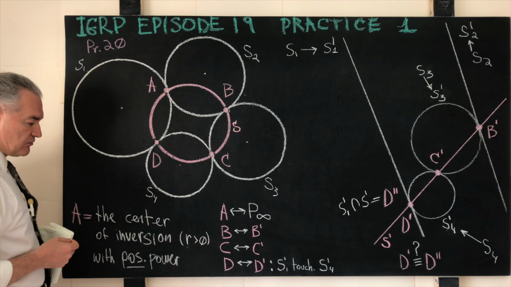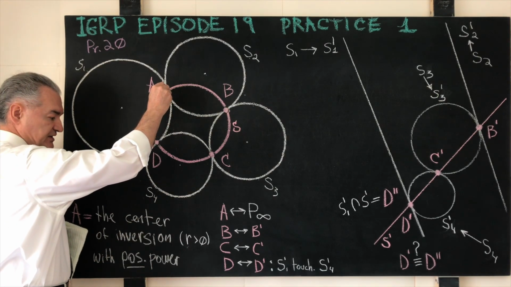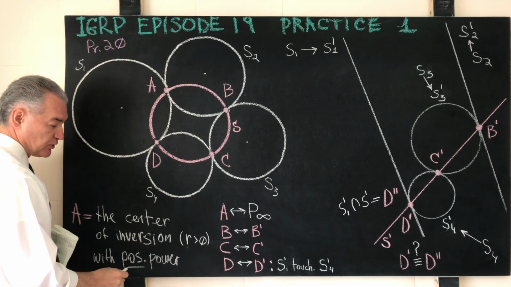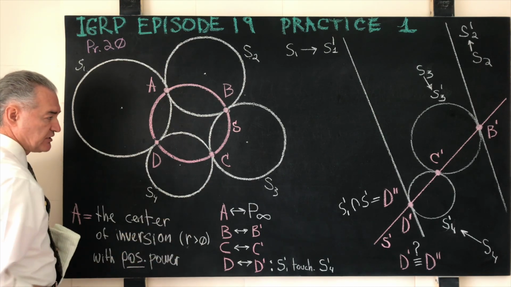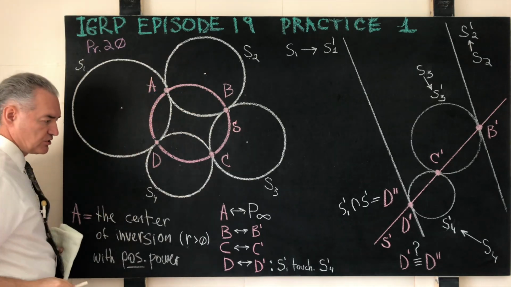And now that we defined, for example, the point A to be the center of inversion, the inversion will be carried out with positive power with an arbitrary radius. We do not need to draw the circle of inversion. We can dispense with it already.